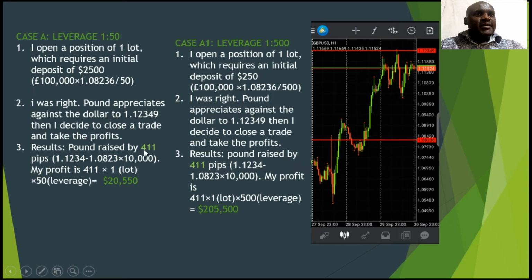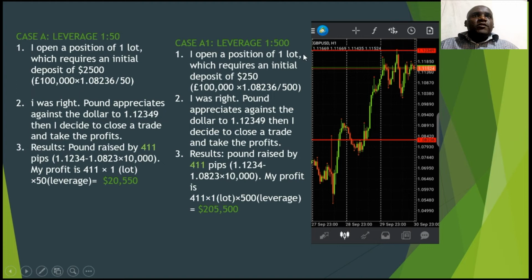Okay. Result, pound raised by 411 pips. So how did I come up with it? I have to subtract 1.12349 minus 1.08236. It's going to give me 411 pips. Then I'm going to multiply by 10,000 to remove the decimal place. So my profit is 411 times 1, the lot size, times 50, the leverage. It's going to give me $20,550. That's the profit.